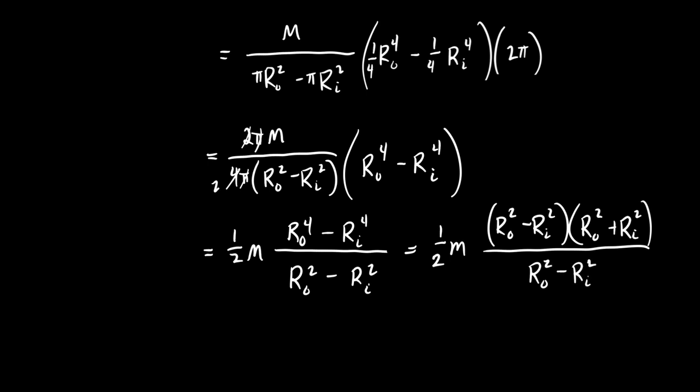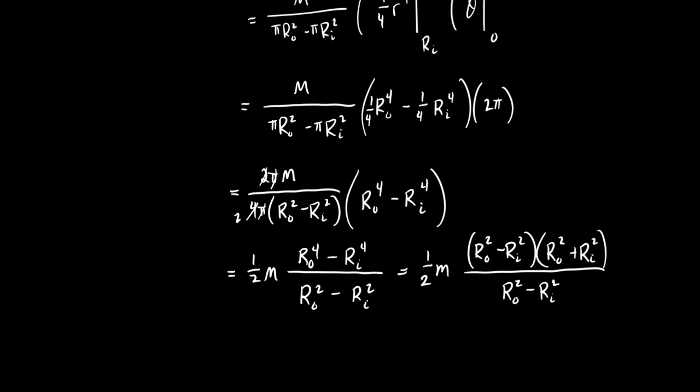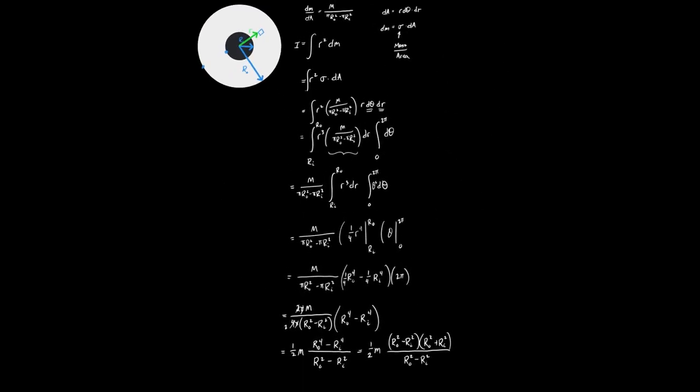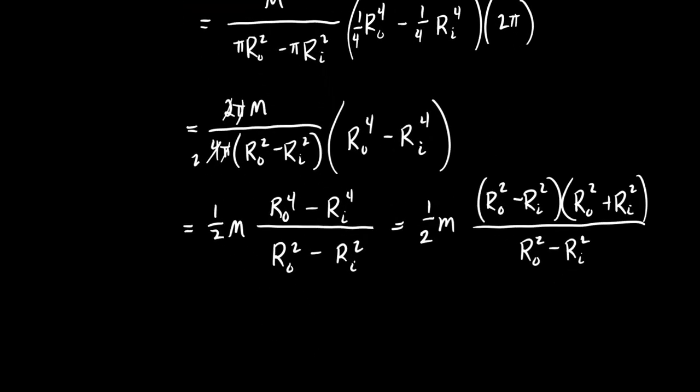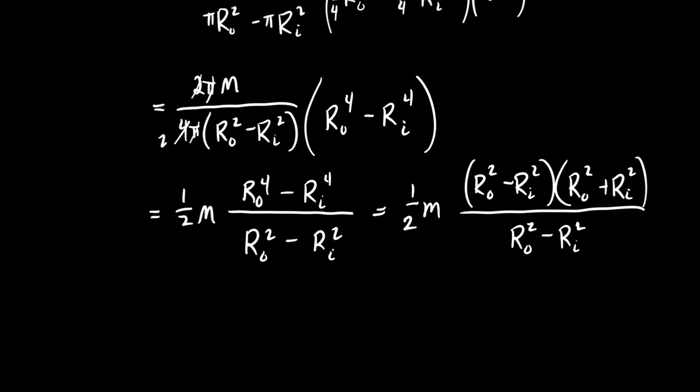Difference of squares. You guys remember how to use the difference of squares? You're supposed to. As long as r outer squared minus r inner squared isn't 0, and by definition it's not, because that's the picture. The outer one's always going to be bigger than the inner one. Then I can just divide. And that's what gives us 1/2 m times r outer squared plus r inner squared.